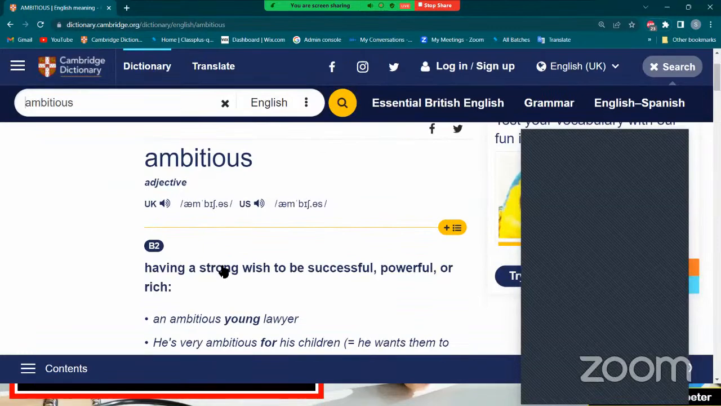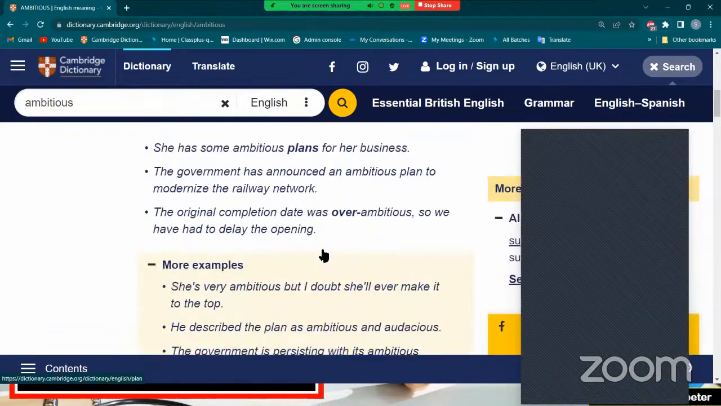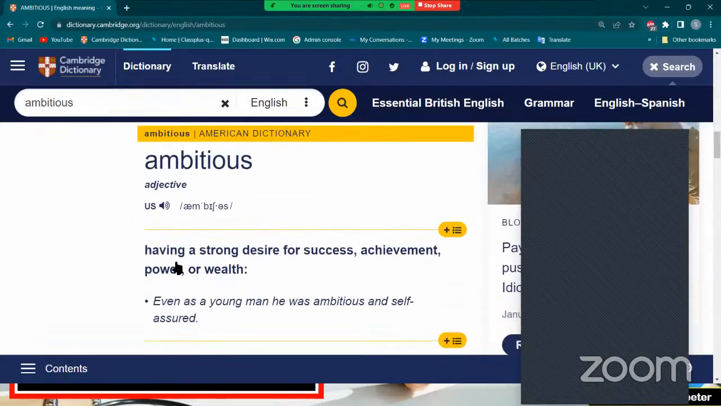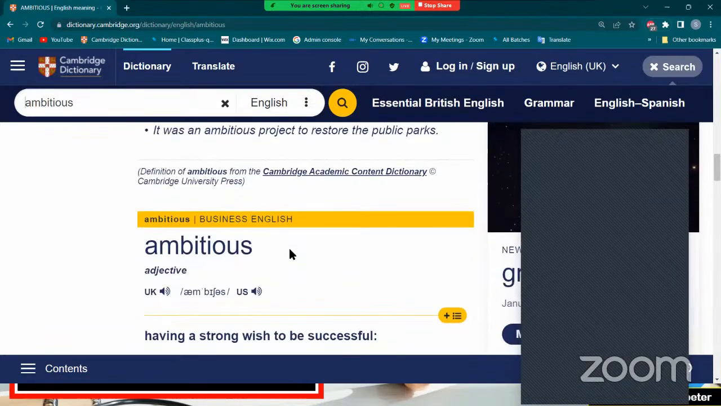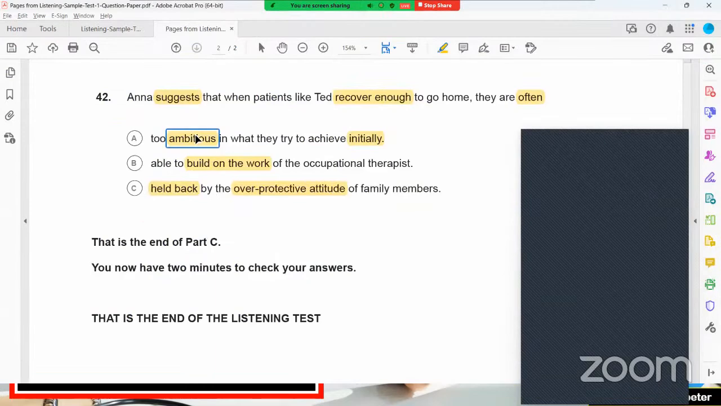Ambitious, having a strong wish to be successful, powerful, or rich. If a plan or idea is ambitious, it needs a great amount of skill and effort to be successful or to be achieved. Having a strong desire for success, achievement, power, or wealth. Very positive, extremely positive. Having a strong wish to be successful. Okay, that is ambitious.